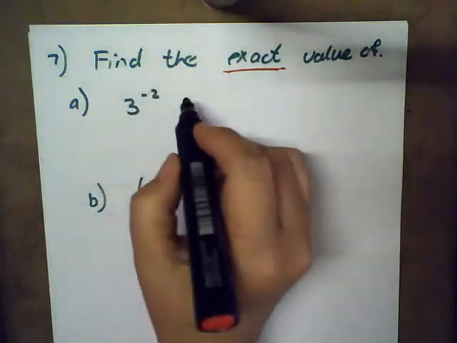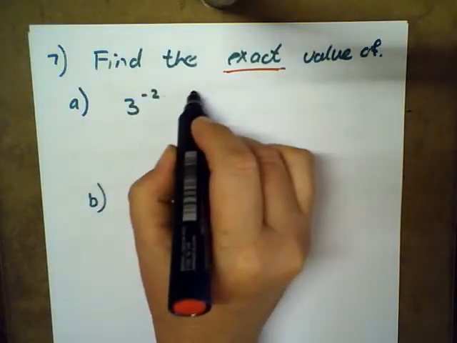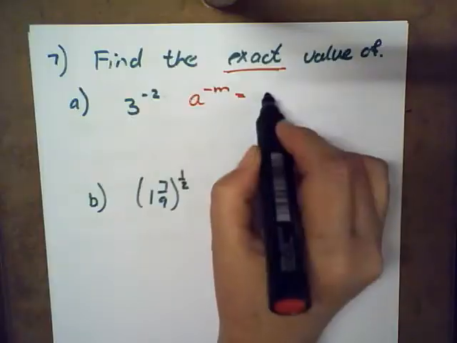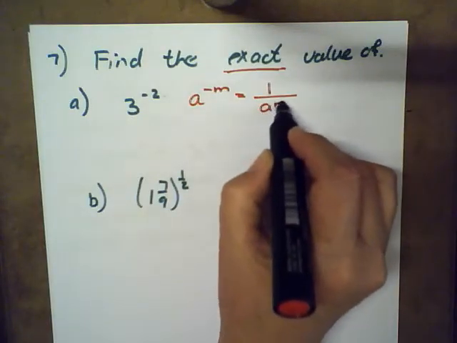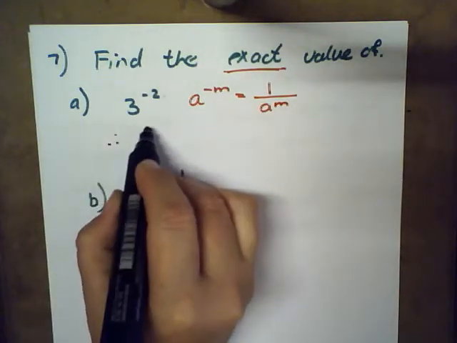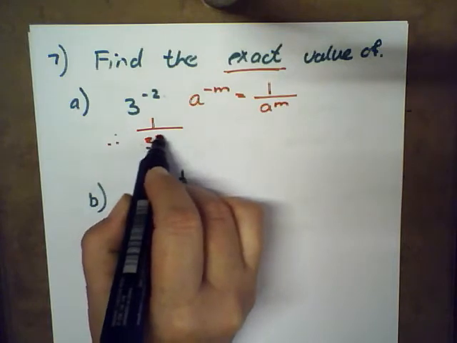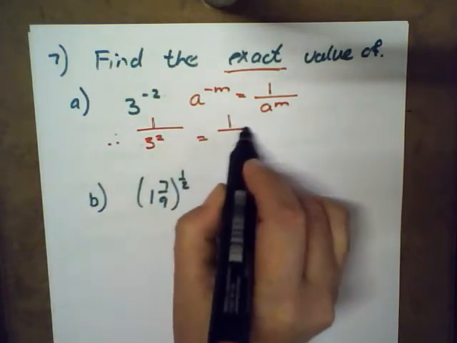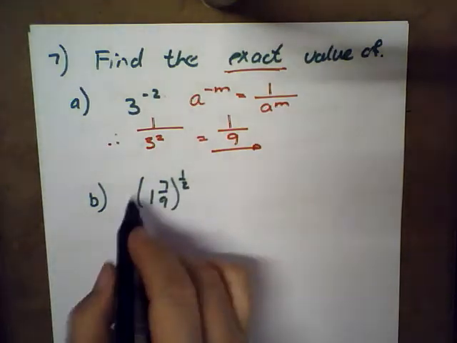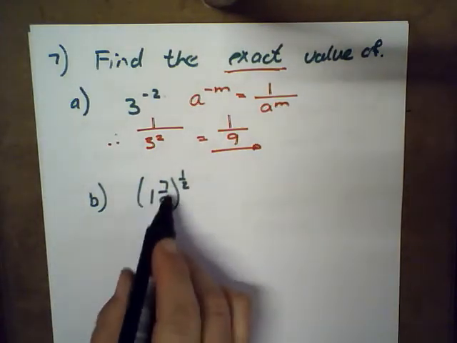The next question says, find the exact value of the following. I know that if I have a to the power negative m, that would mean the same thing as 1 over a to the power m. Thus, we can say it would be 1 over 3 squared. That would give me 1 over 9, and that's my answer.